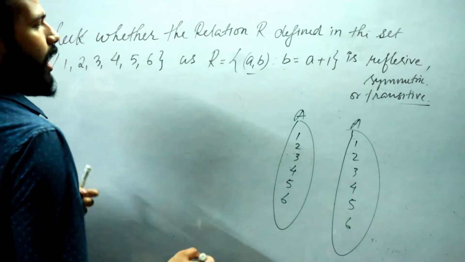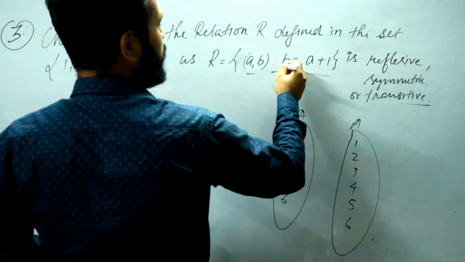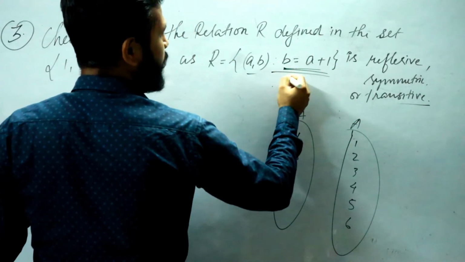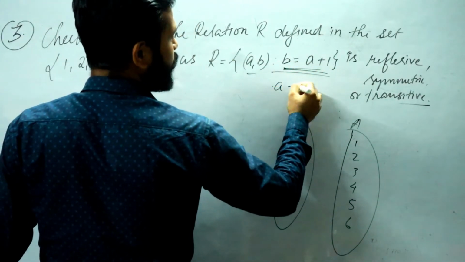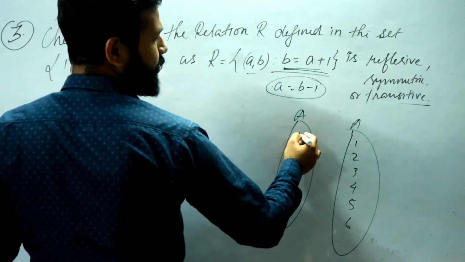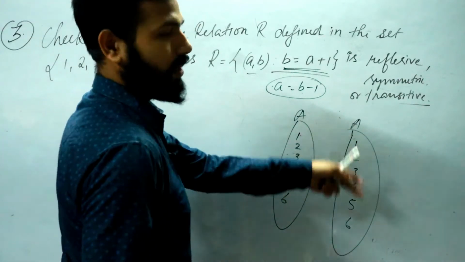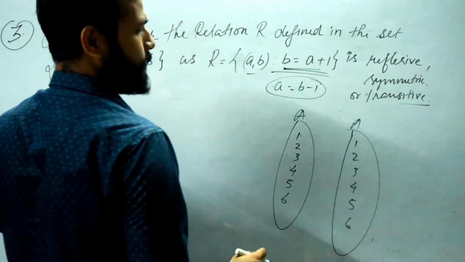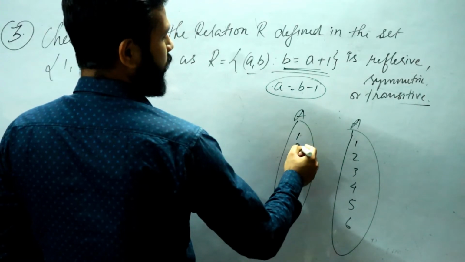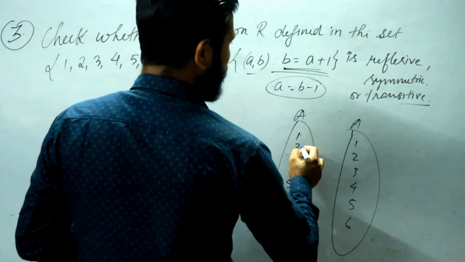So how is the relation defined? Where B is equal to A plus 1. That means if B is equal to A plus 1, then A is equal to B minus 1. If I take 1, I will get 0. There is no 0 in this case, so I cannot take it. Now next, I can take 2 comma.